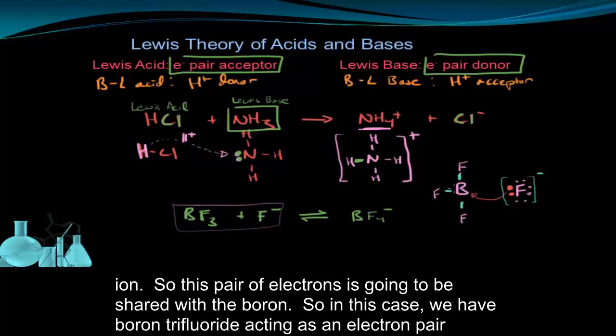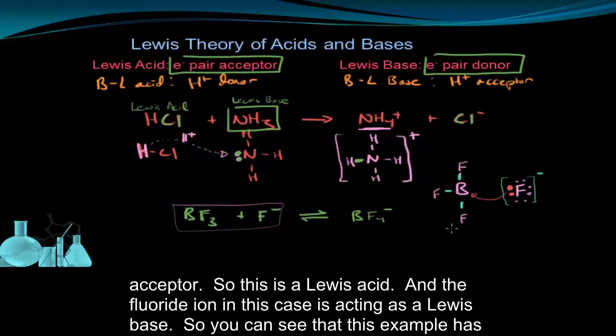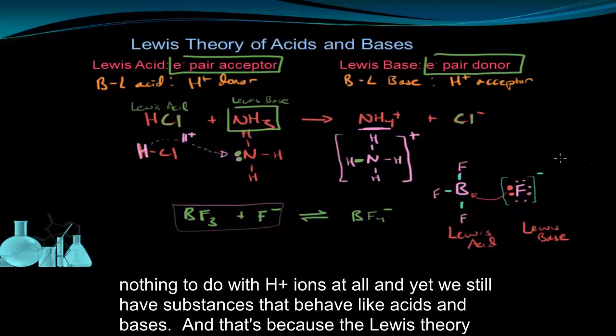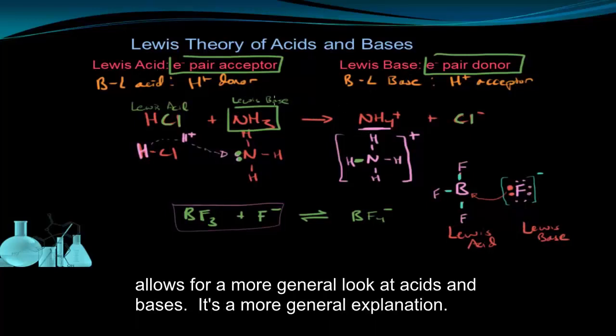So in this case, we have boron trifluoride acting as an electron pair acceptor. So this is a Lewis acid. And the fluoride ion in this case is acting as a Lewis base. So you can see that this example has nothing to do with H+ ions at all, and yet we still have substances that behave like acids and bases. And that's because the Lewis theory allows for a more general look at acids and bases. It's a more general explanation.